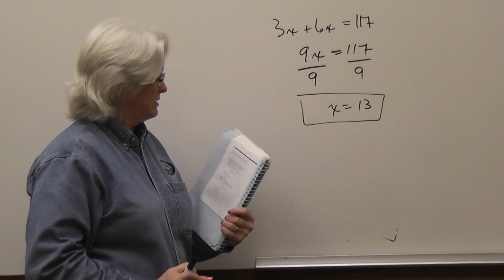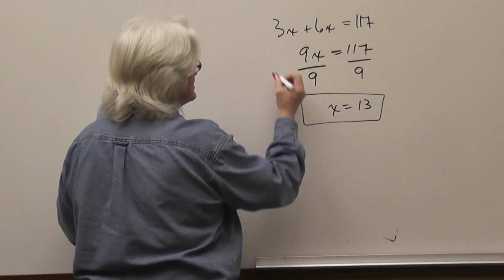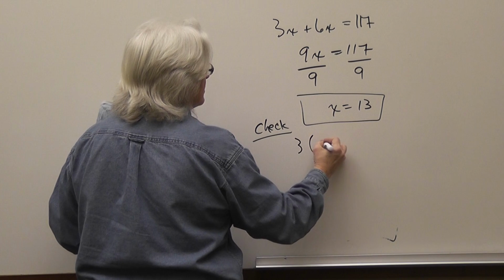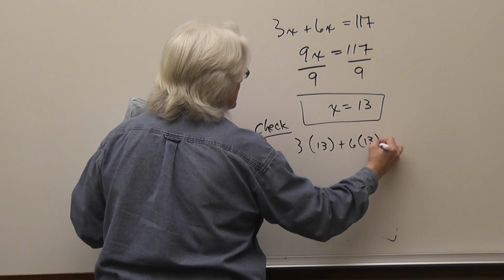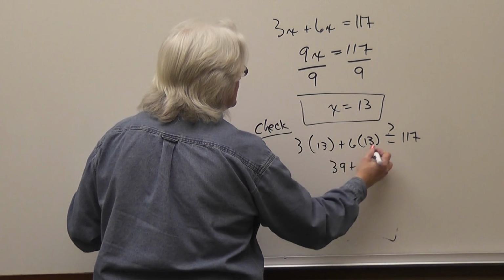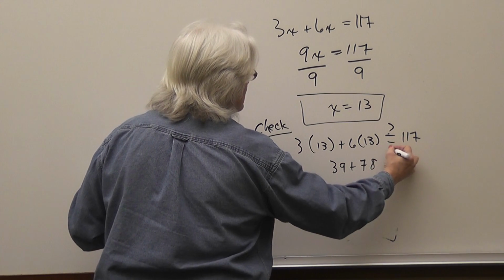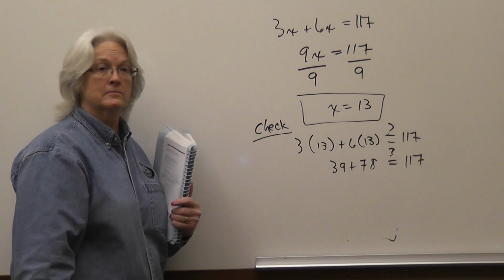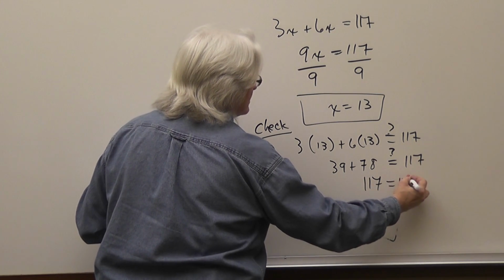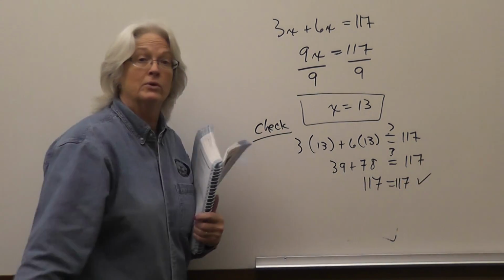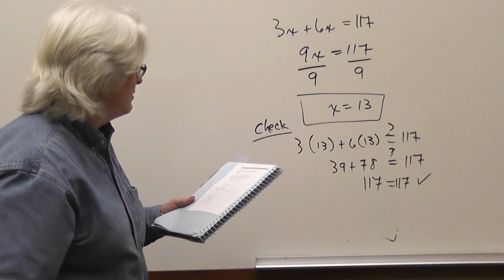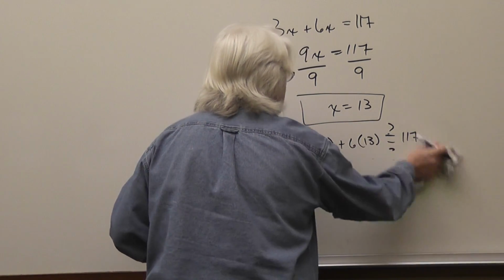Okay? Let me go ahead and do another example here. By the way, how would I check this? You would substitute the 13 back into our original equation. 3 times 13 plus 6 times 13. Is that equal to 117? 39 plus 3 sixes are 18, 78. Is that equal to 117? 70 and 30 is 100 plus 17. 117 is equal to 117. So that's how you would check this problem. Let's go ahead and do another example. We also want to check this one.